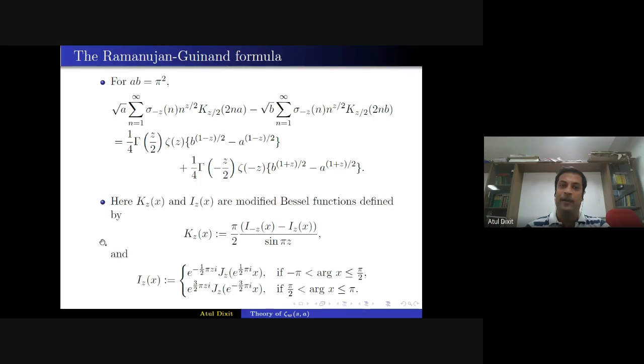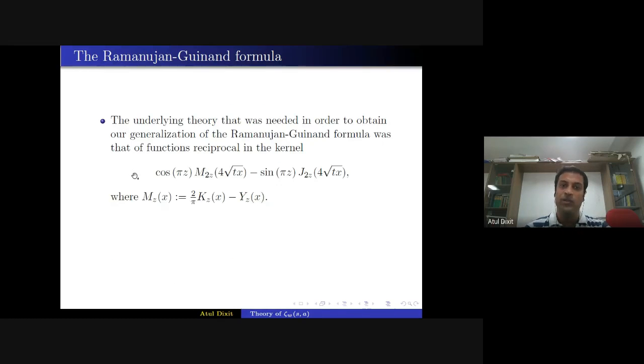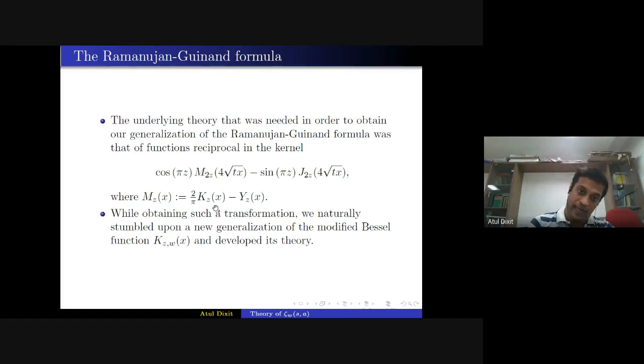Okay, so in order to get this generalization of the Ramanujan-Guinand formula, which I have not discussed here because it will be a digression, the underlying theory that we needed was to construct a theory of functions which are reciprocal in this particular kernel. Here you see all three of the four Bessel functions, J, K, and Y. The M function is in terms of K and Y Bessel functions. And in order to obtain such a transformation, we also needed a generalization of the modified Bessel function with an extra parameter W. So we developed its theory.